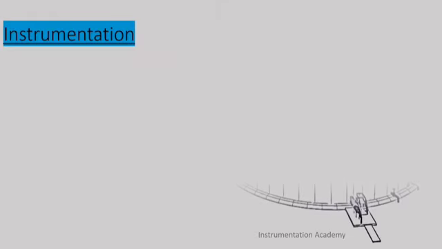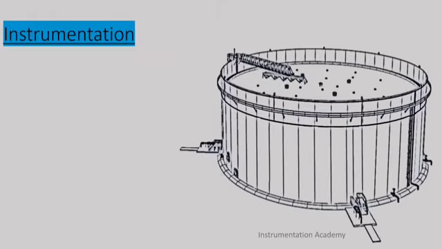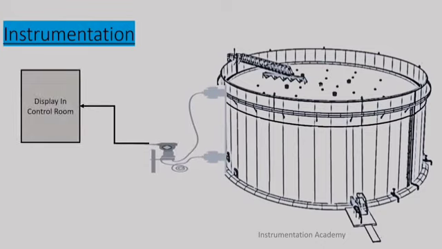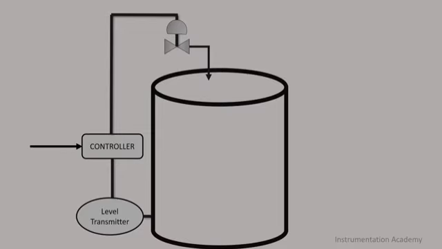When we apply instrumentation to know the level of liquid in the tank, a level transmitter is connected to the tank and to the control room. The operator can sit in the control room and monitor the level. Now let us learn some terms related to instrumentation.